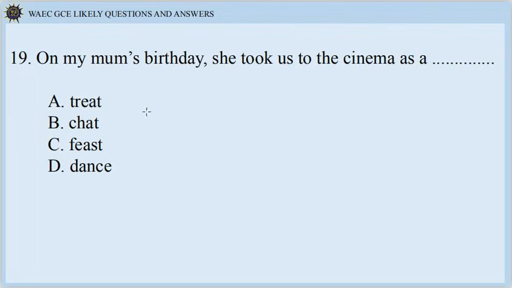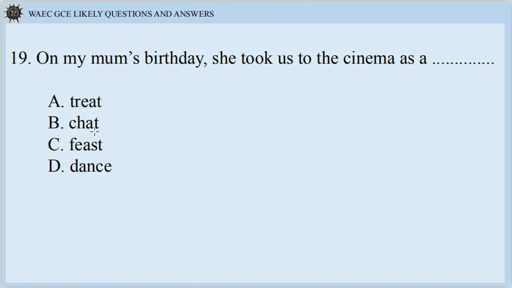19. On my mom's birthday, she took us to the cinema as a dash. A, treat. B, chat. C, feast. D. Dance. Option A. Treat is something special done for enjoyment. It may be a trip or an outing where you go to eat, enjoy yourself, paid for by someone else. That is a treat. Chat in option B is a casual conversation.